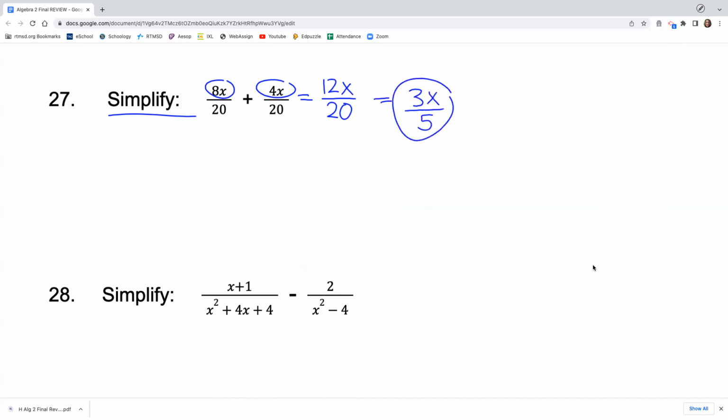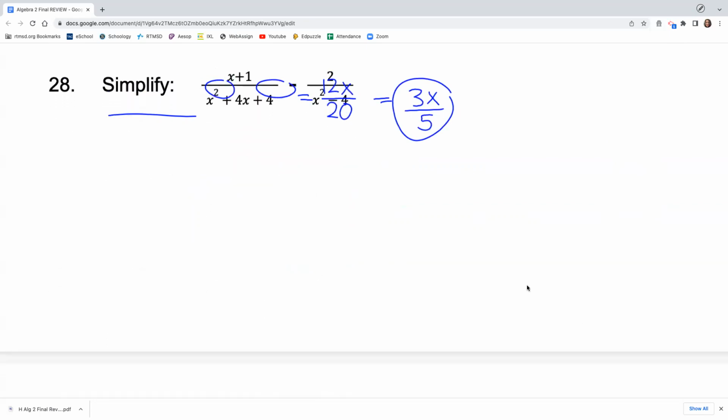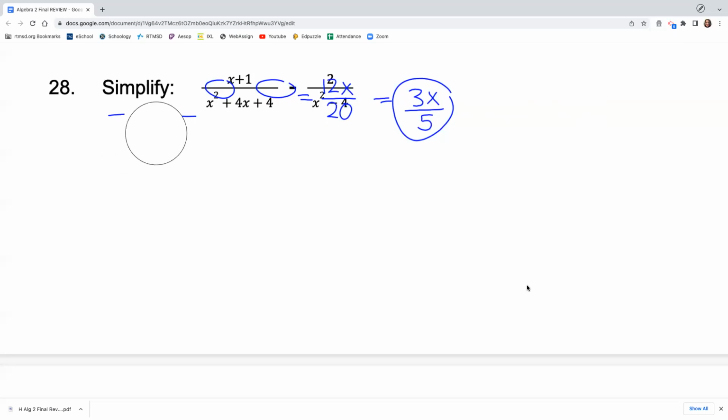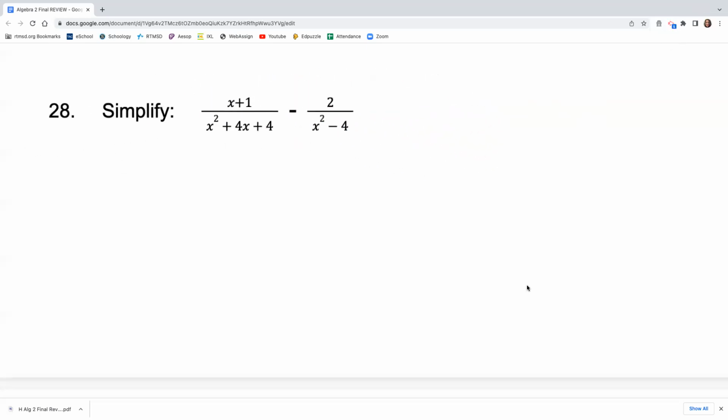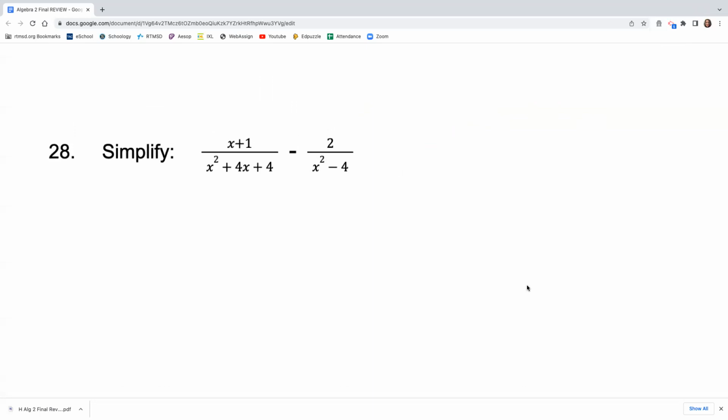Now, number 28 is a very difficult subtraction problem. To simplify it, you have to first realize that in order to subtract or add fractions, the denominators must be the same. The denominators are clearly not the same. They're polynomials. So the first thing you're going to want to do is factor the polynomials in the denominator.